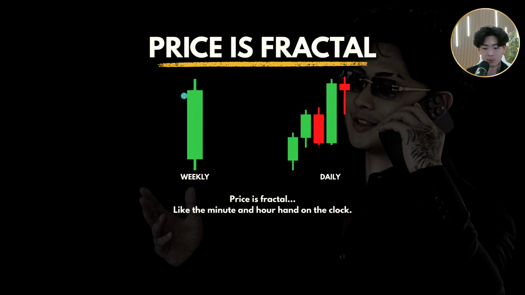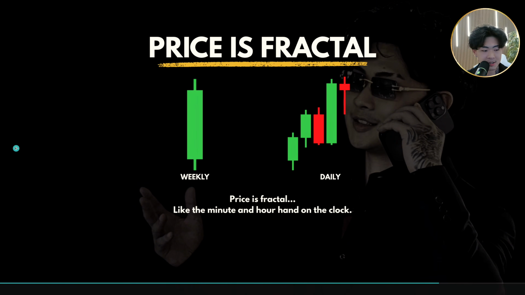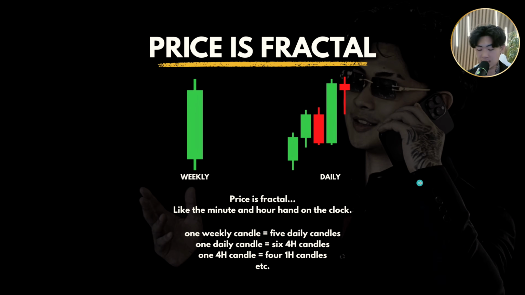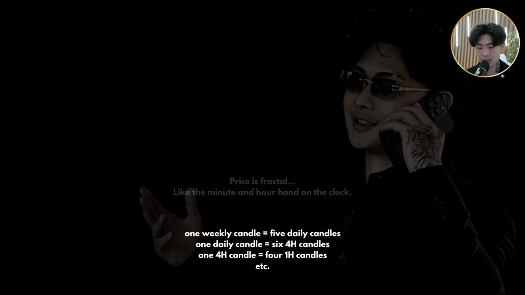So, case in point, example right here, we have a weekly candle, open down here, closed bullish up here, made this high, made this low. So what do we have here? We have a candle open, made a low, day 1, day 2, 3, 4, 5, made a high, closed right where this candle closes. So that is an example of the weekly transposed to the daily time frame, and these are all the different pairings as well. So 1 weekly candle equals 5 daily candles, 1 daily, 6 4-hour, 1 4-hour, 4 1-hour, and so on and so forth. So price is fractal, guys.